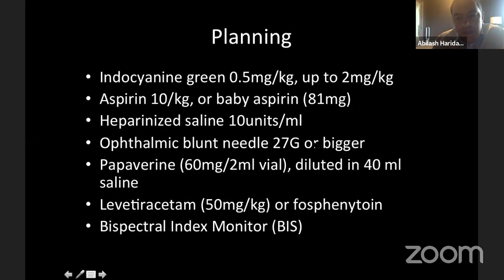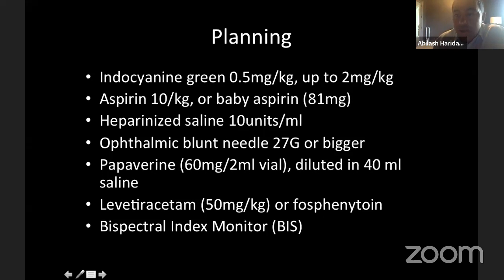I put up this slide to just give you an idea of how, people have asked me many times, how much do you give? Depends. If I take care of children and adults with moya, so if you have a child, you want to use 10 per kg of aspirin, or if an adult, you can use baby aspirin, even 325.